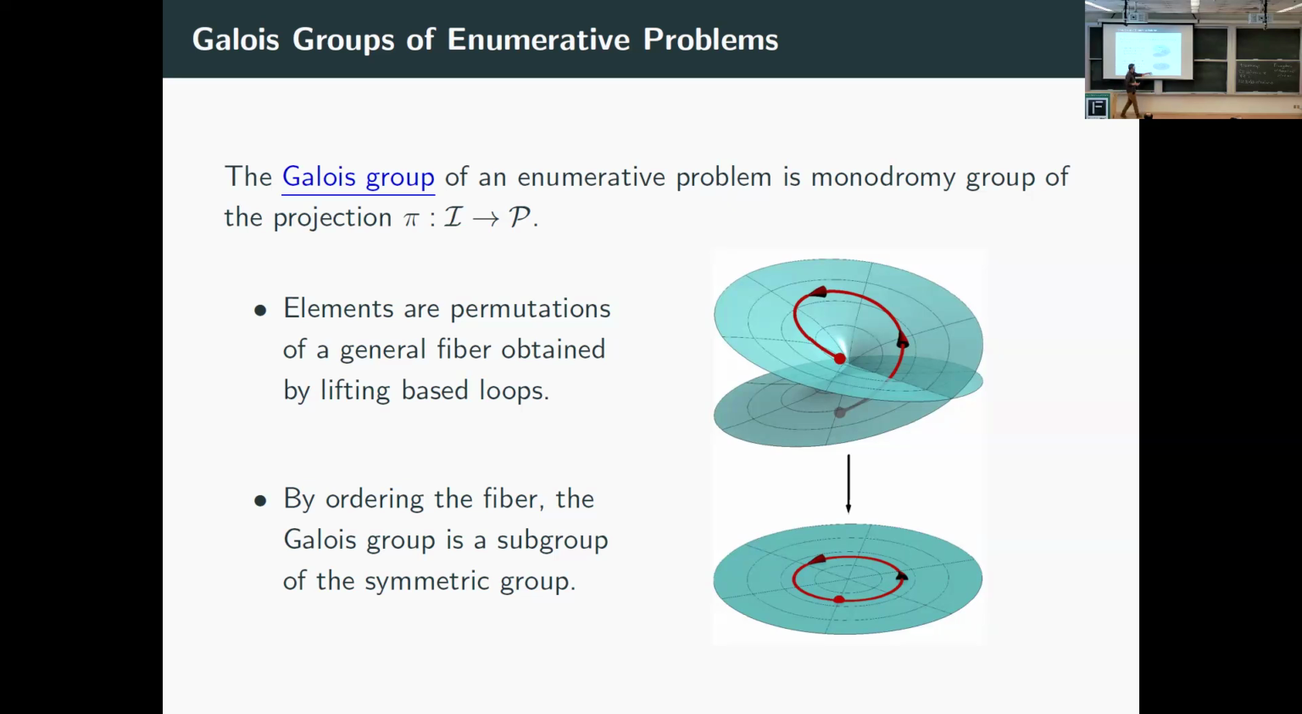And as you come back to where you started, that line might be in a different position from where it started. And so as you move around in your space of parameters, these lines all mingle and mix and match. And as you go around in loops, you get some permutation. And so the set of all permutations that you get in that way is the monodromy group. And so we'll call that a Galois group.